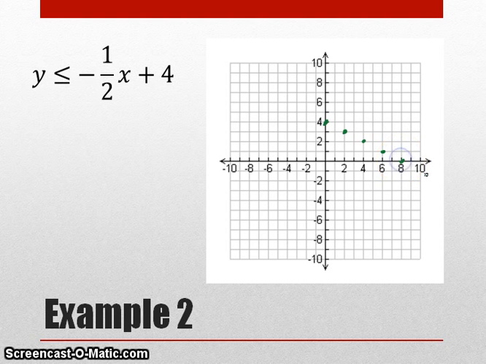And because my inequality says less than or equal to, I am going to connect all of these dots with a straight line as soon as I'm done plotting them. Now the last step is to shade above or below the line. My inequality is less than or equal to, so I am going to shade everything that is less than or equal to this line, so underneath the line.